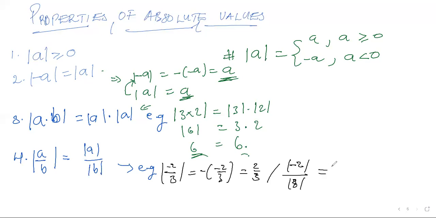Modulus of negative 2 over 3 is equal to 2 over 3, which is equivalent to that, which simply implies that our property is correct. So these are our moduluses, and everything about it is easy. So just a walkthrough, I think.